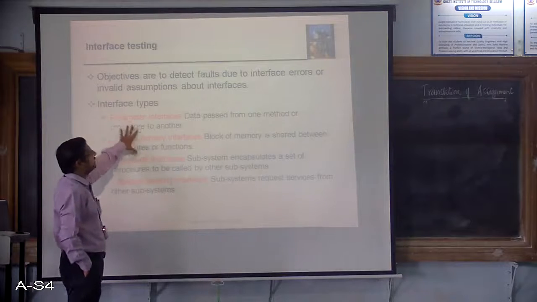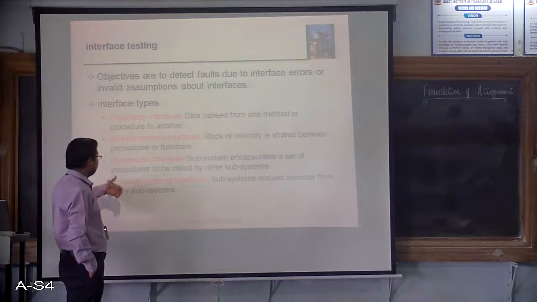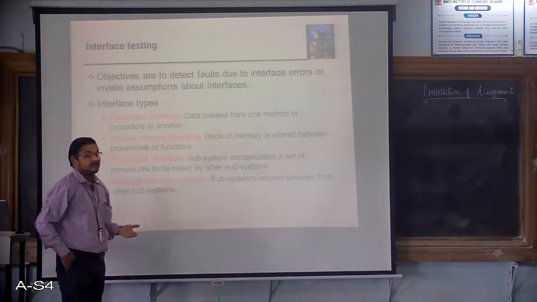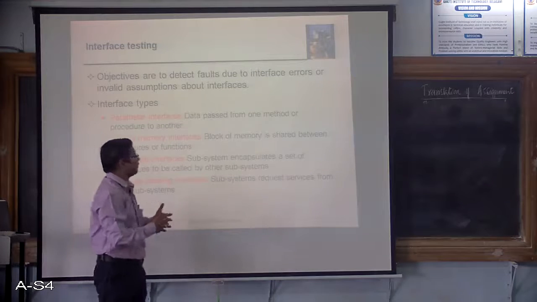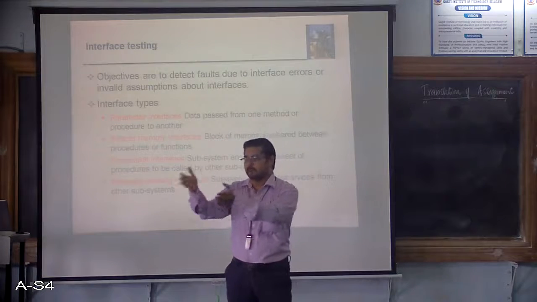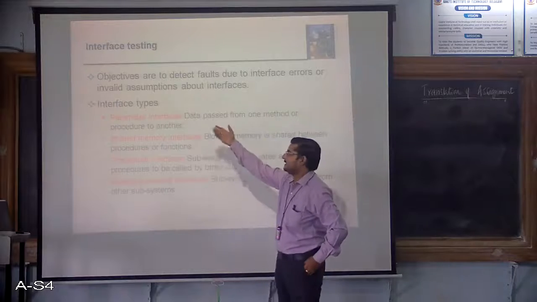So these are some of the interface types. One is parameter interface, shared memory interface, procedural interface, and message passing interface. Parameter interface means data passed from one method or procedure to another. A contains some data value, whenever it is going to pass to B. So what am I going to use? I am going to use a common interface for passing a parameter.